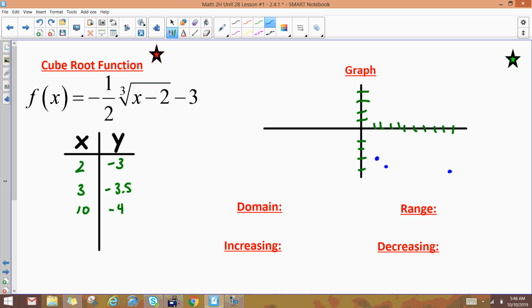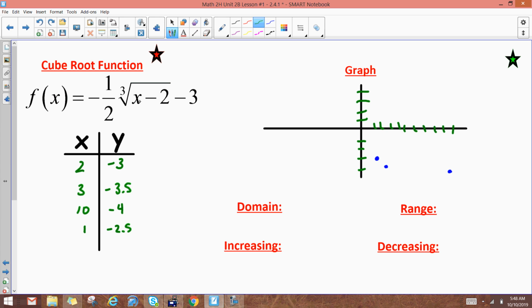Okay, so let's see if I substitute in some different numbers. So this gave me my 0, my 1, and my 8. Those are some of my perfect cubes, but let's go in the negative direction. Negative 1 worked. So to get a negative 1, I could put in a 1. Cube root of negative 1 is negative 1. Negative 1 times negative 1 half is positive 1 half. A half minus 3 is negative 2.5.